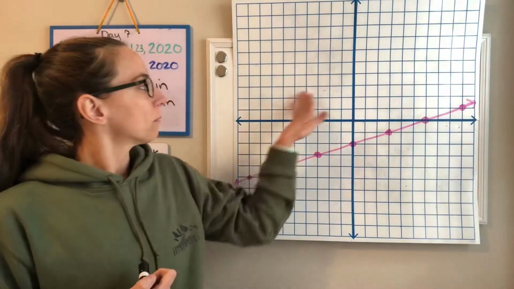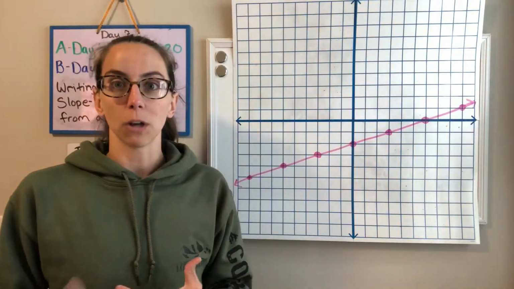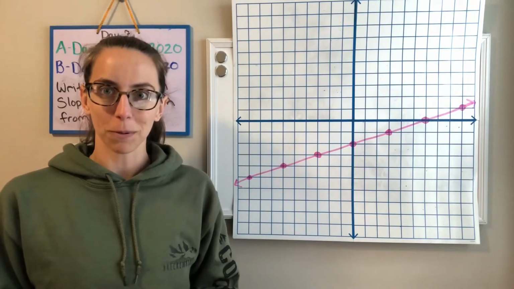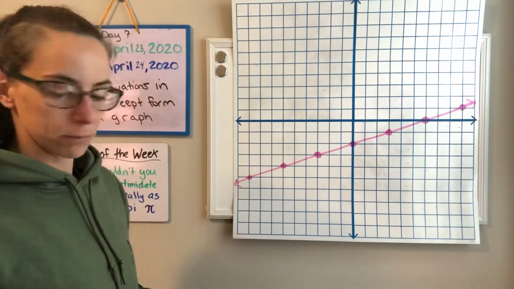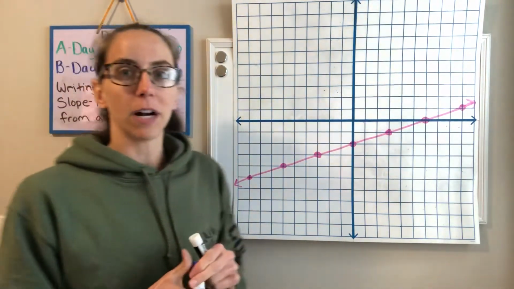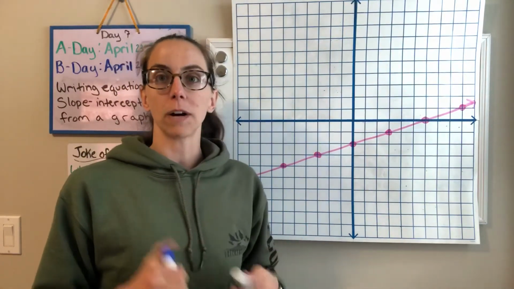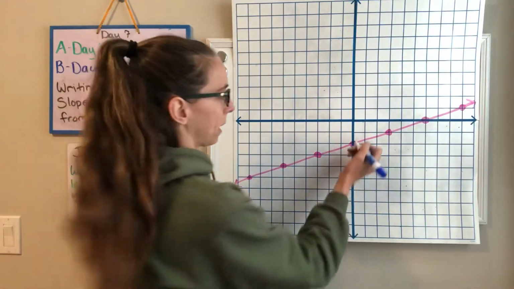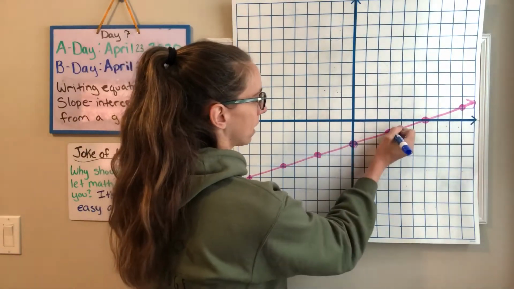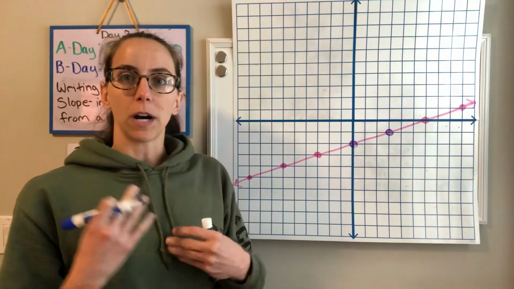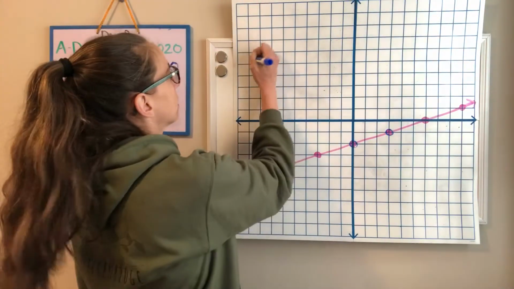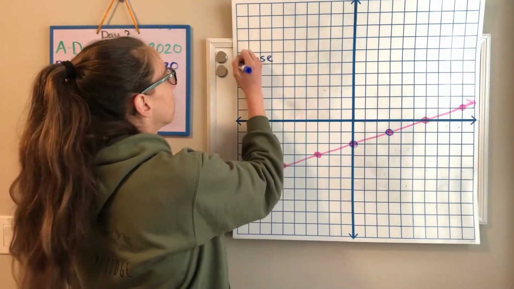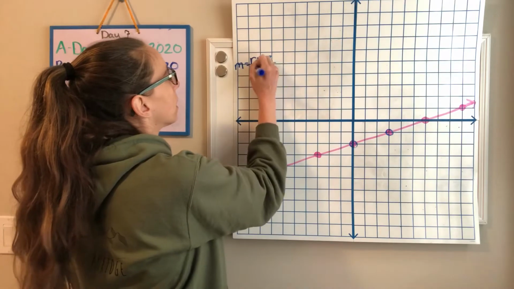The first thing we need to do in order to write an equation in slope-intercept form is to find the slope. So we've done this quite a few times so far. We talked about finding the slope from a graph, and that means we need to find 2 good points. There are several good ones here, but I'm just going to start with this and this. And so to find our slope, it is our rise, remember that's our m, over our run.